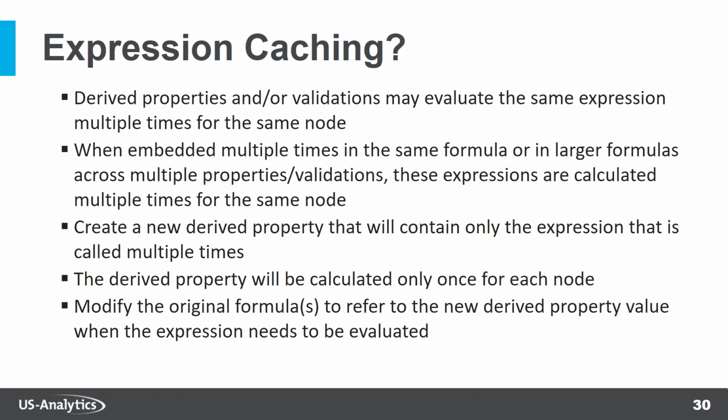Expression caching, what's this all about? Derived properties in our validations can evaluate the same expression multiple times for the same node. There's an example of it in here. If you end up in a situation where you need to examine something multiple times, you need to break the formula out into separate properties.